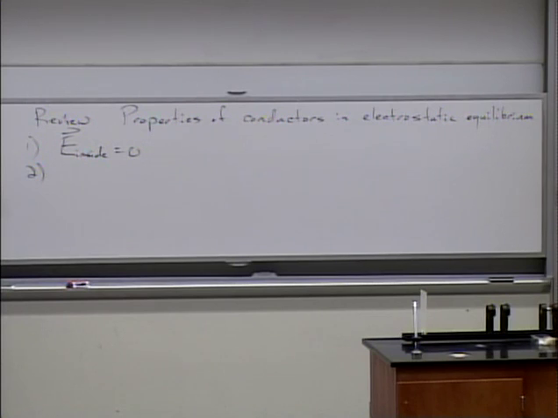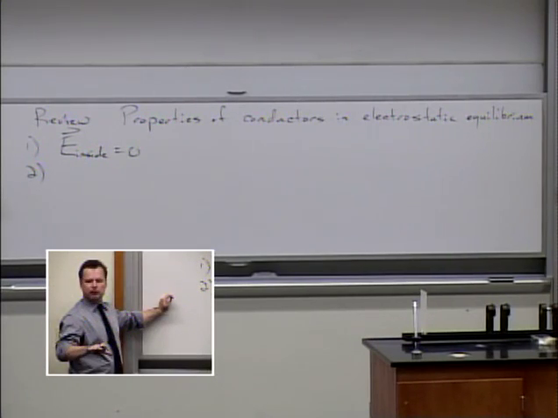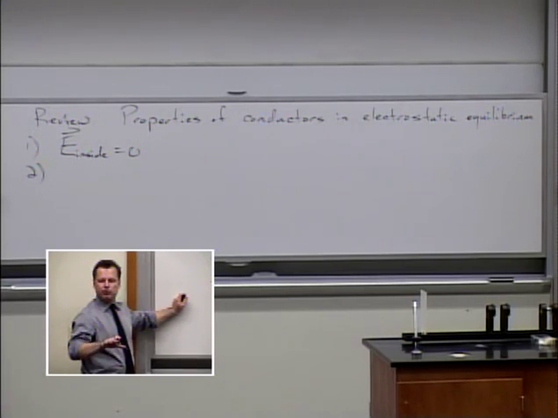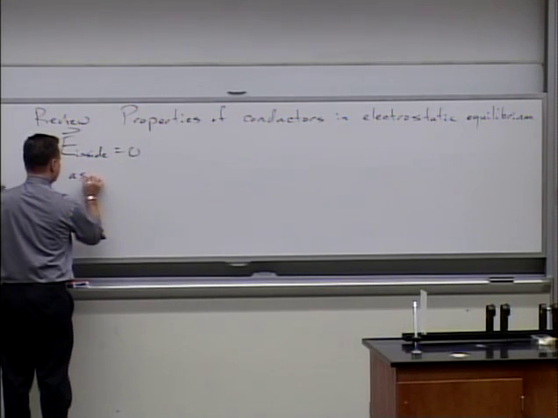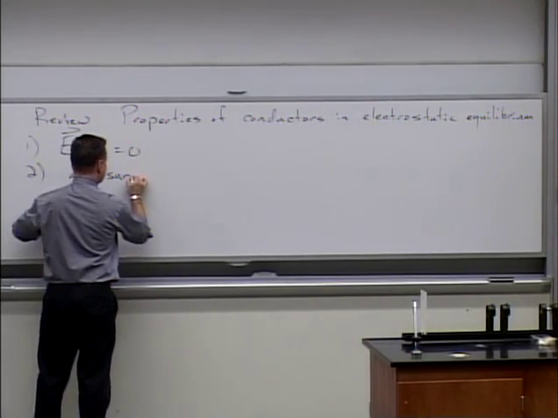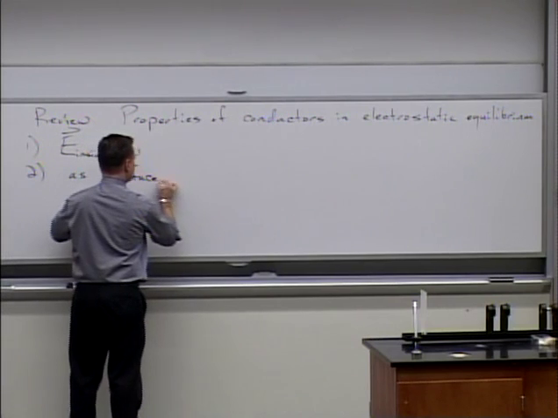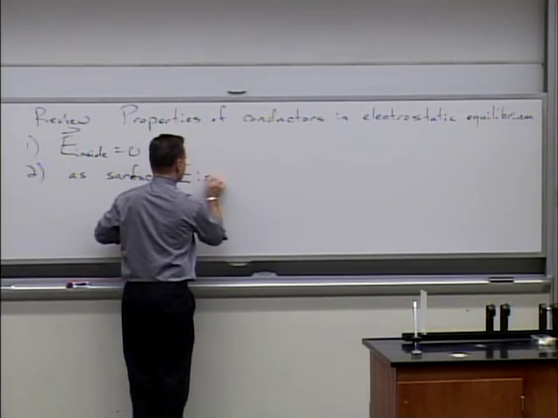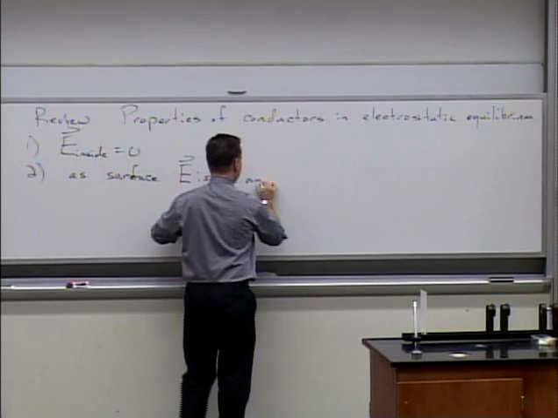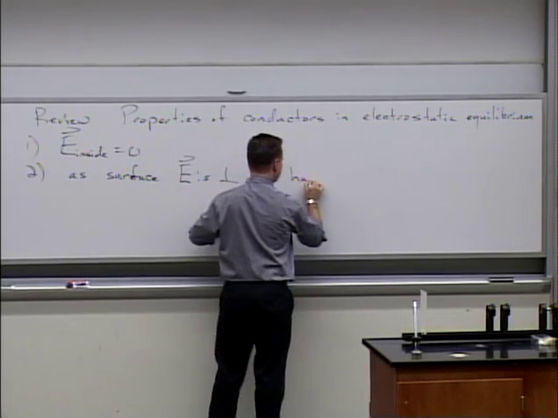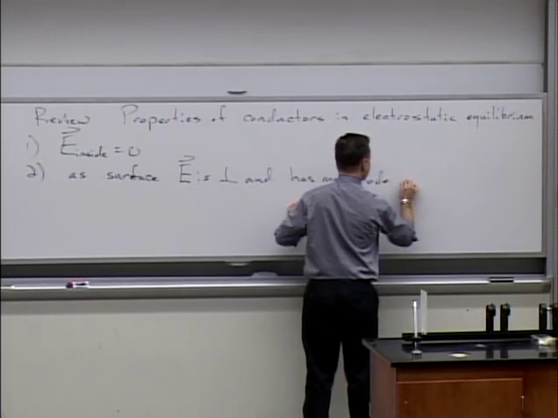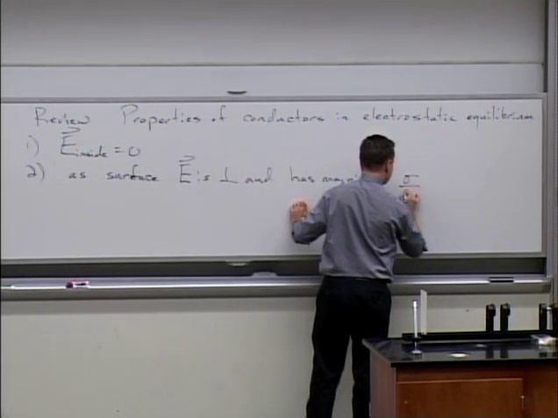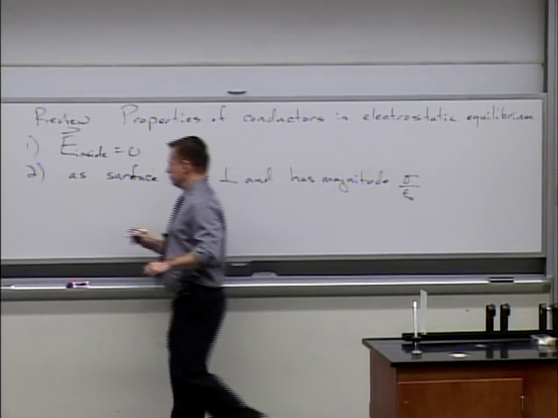2, the electric field at the surface of a conductor is perpendicular to the surface, and it has magnitude sigma over epsilon naught. So at the surface, E is perpendicular and has magnitude sigma, the surface charge density, over epsilon naught.